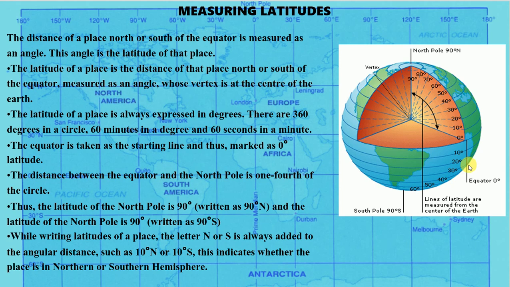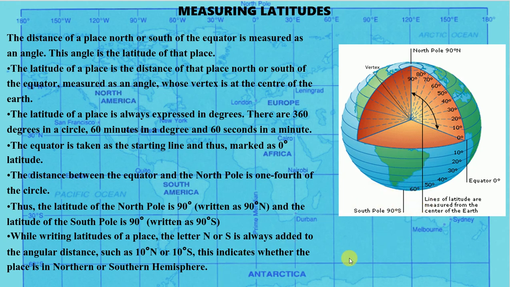In the same way the south pole is also 1/4 of the circle, that is why 1/4 of 360 is 90 degree. The latitude at the south pole is written as 90 degree south.